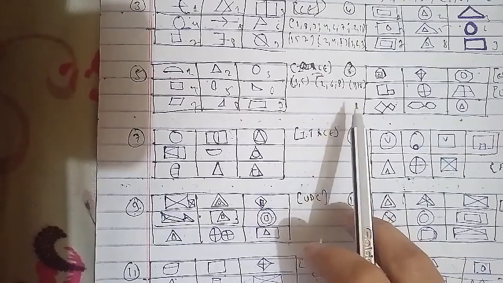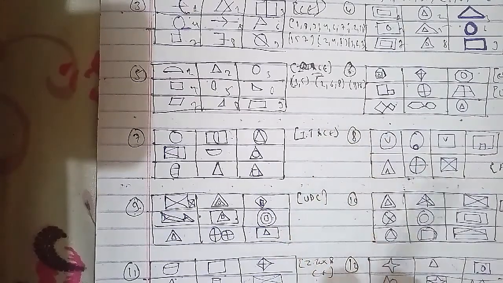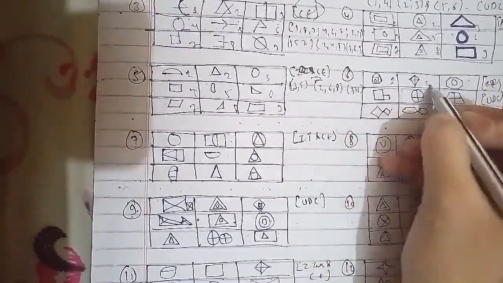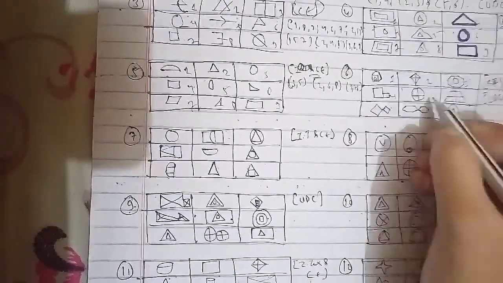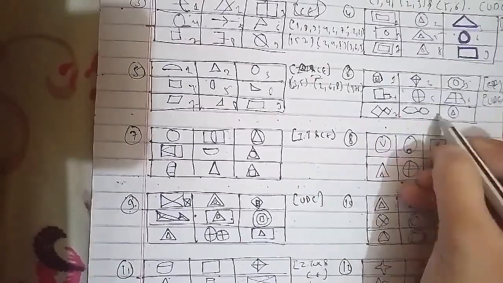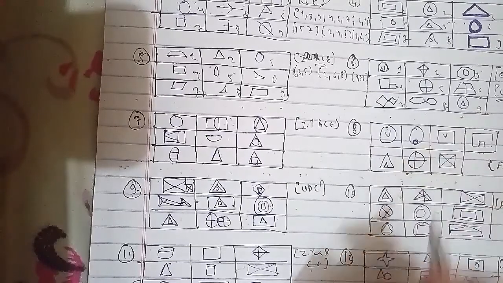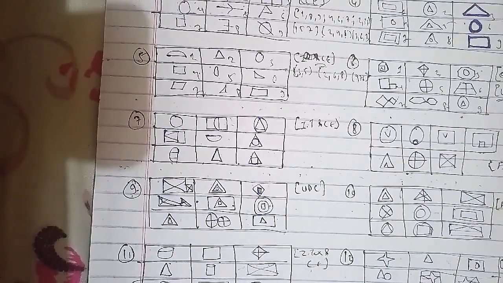The options for the same are: 1, 3, 9; 2, 5, 6; 4, 7, 8. Another option is 1, 3, 9; 2, 7, 8; 4, 5, 6. Another is 1, 2, 4; 3, 5, 7; 6, 8, 9. And another is 1, 3, 6; 2, 4, 8; 5, 7, 9. This is your UDC examination paper, and we have to find out the answer.